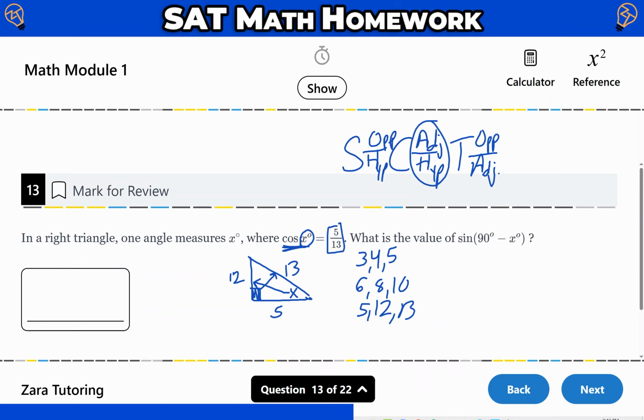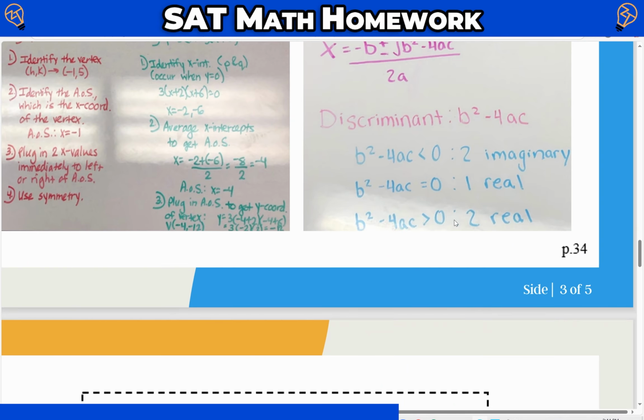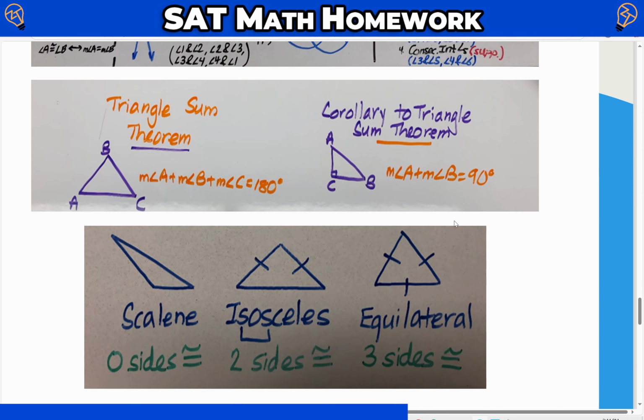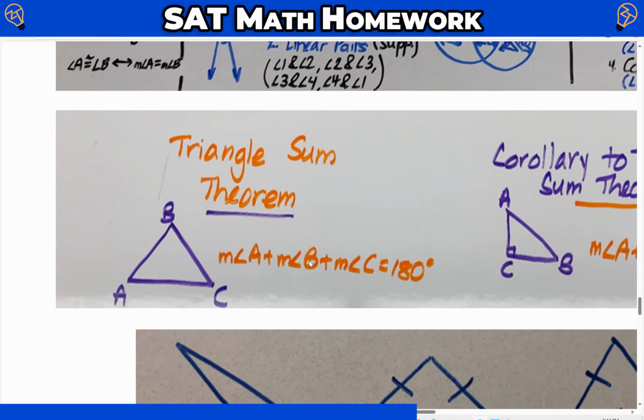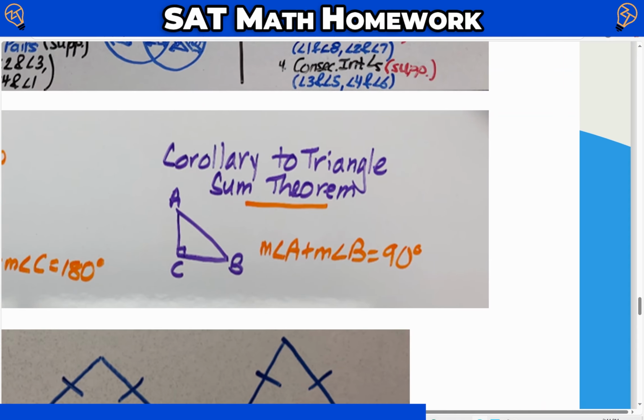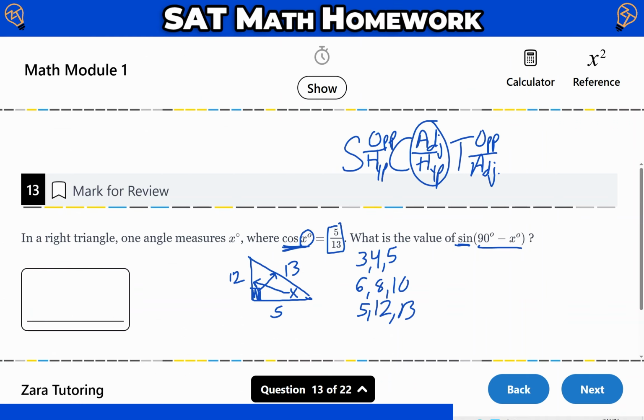Now at this point, we're trying to find the value of sine of 90 minus x. Well, what does 90 minus x really mean? And to understand that, you really need to know the relationship of all three angles in any triangle. So let's go to page 34 of our math reference document, more specifically side 4. Notice the triangle sum theorem says all three angles in any triangle add up to 180. The corollary to that says if one of them is 90, in other words, we have a right triangle, the other two must add up to 90, which means that since this one is x, this other one must be 90 minus x, so that they add up to 90.